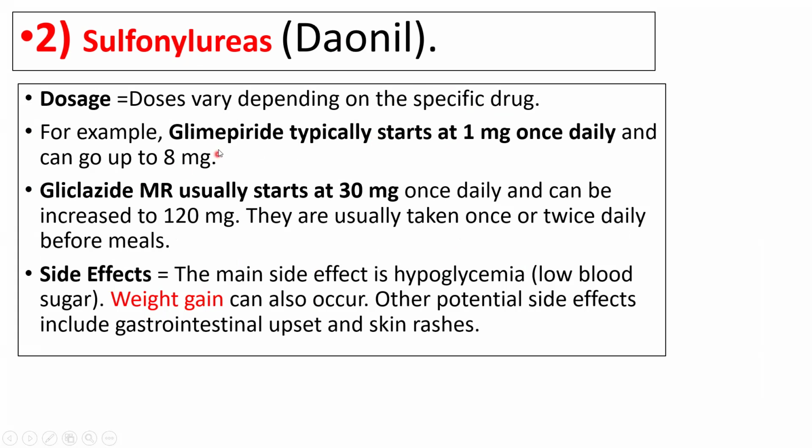Doses vary depending on the specific drugs. For example, glimepiride typically starts at 1 milligram once daily and you can increase up to 8 milligrams. Then there is gliclazide MR. It usually starts with 30 milligrams once in a day and can increase up to 120 milligrams.